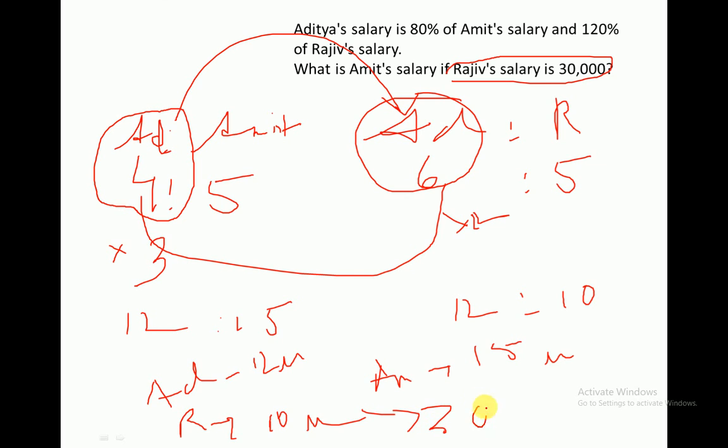Now Rajiv's salary is given, so 10 units is equivalent to 30,000. What's asked? The salary of Amit. If 10 units is 30,000, then 1 unit would be 3,000. So Amit's salary would be 15 units into 3,000, that would be 45,000.